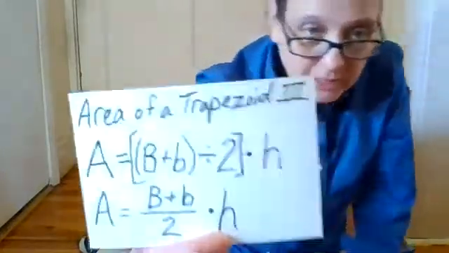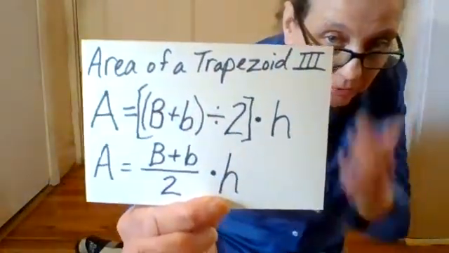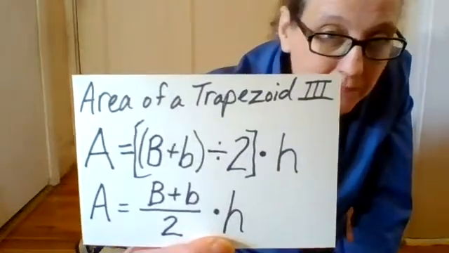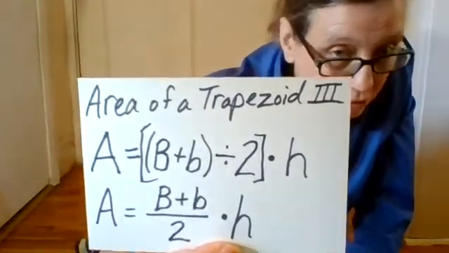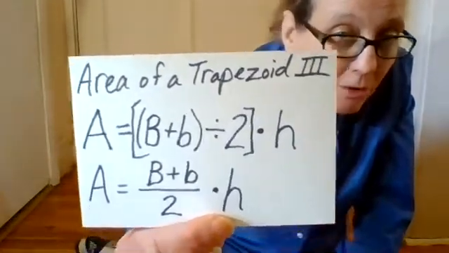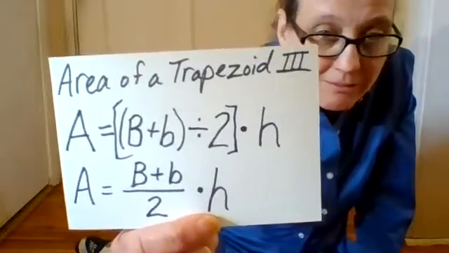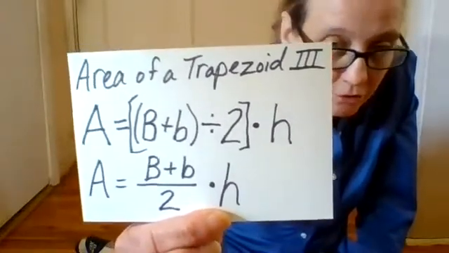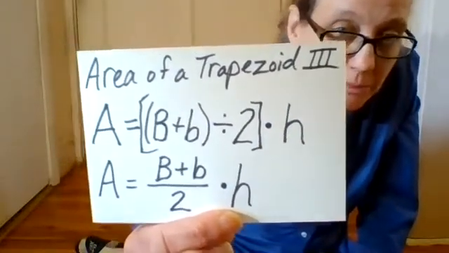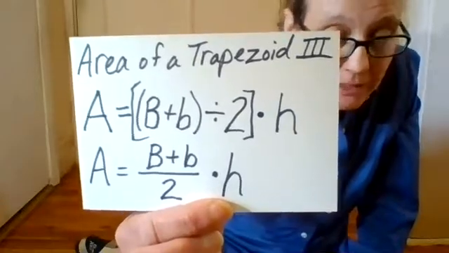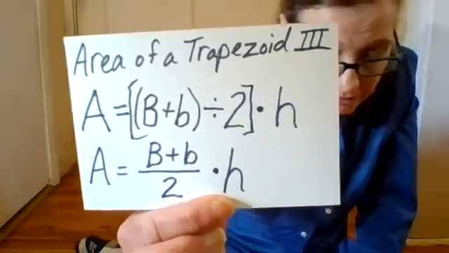So area of a trapezoid, number 3. Area equals big base plus little base divided by 2 times the height. Or an easier way to write that, remembering that a fraction is also a division problem, area equals big base plus little base, divided by 2, times the height.